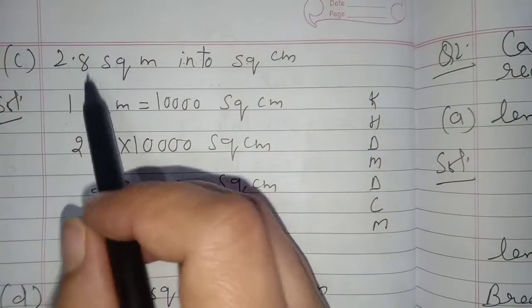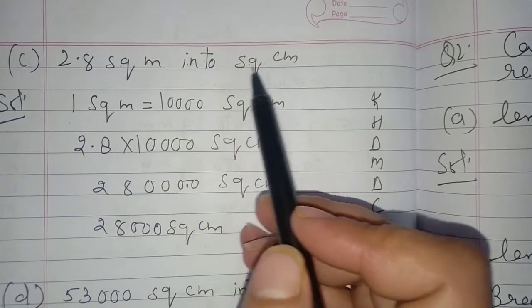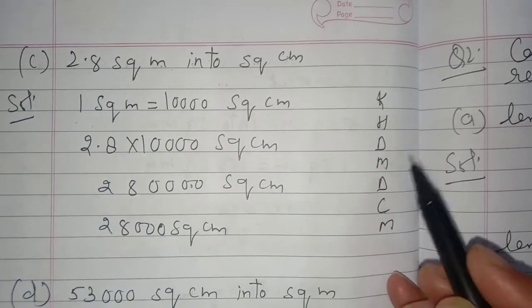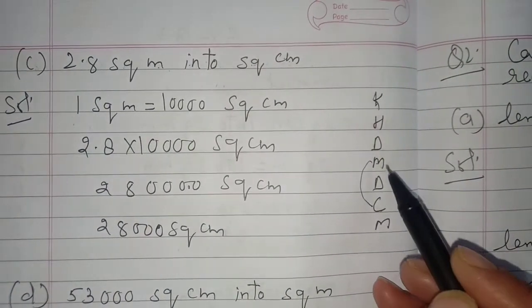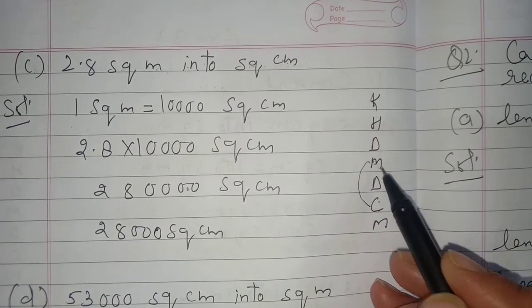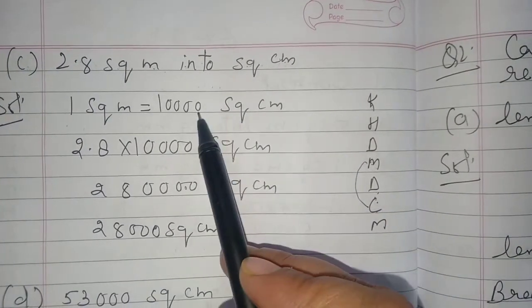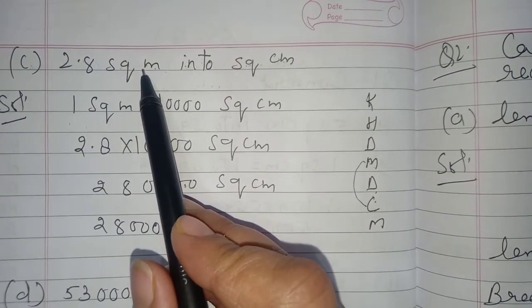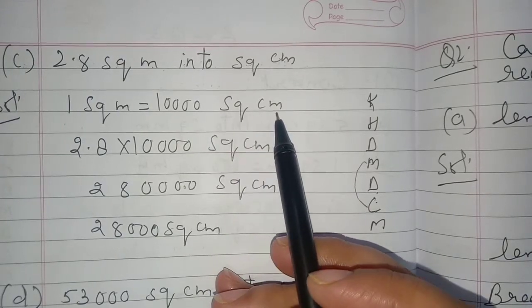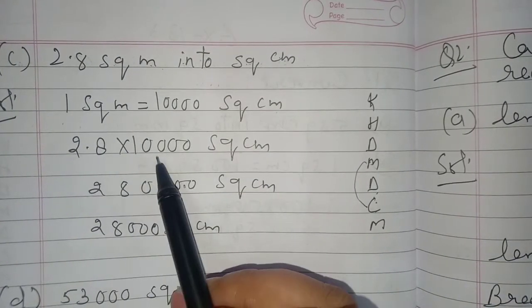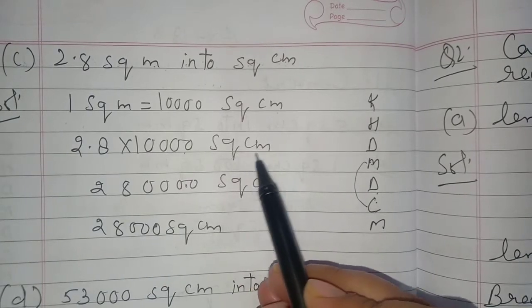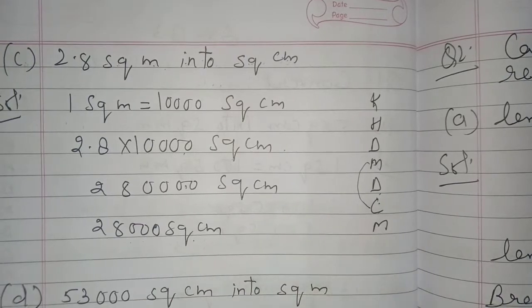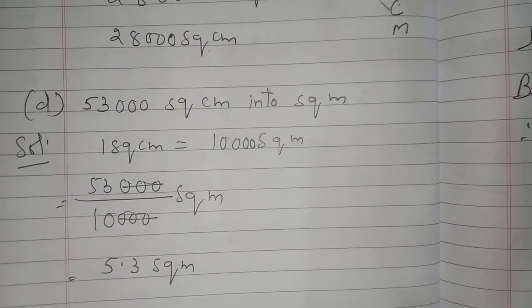Next is part C. 2.8 square meter into square centimeter. Now here we have to convert square meter into square centimeter. So this is meter, this is centimeter. We have to come 2 steps down. We have to use 2 zeros, but here we will use 4 zeros because we are finding square units. So 1 square meter is equal to 10,000 square centimeter. So we will multiply 2.8 by 10,000 to convert it into square centimeters, and the final answer will be 28,000 square centimeter. Now next part, part D.